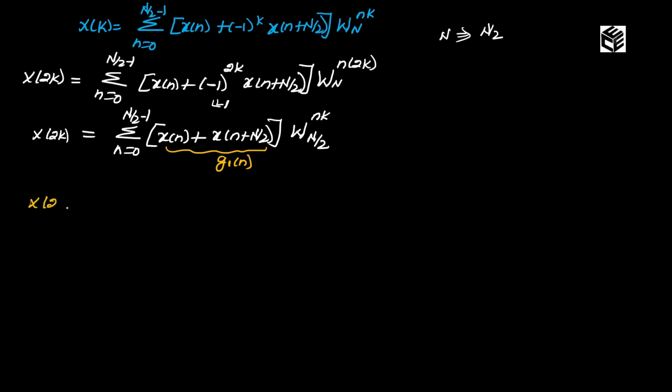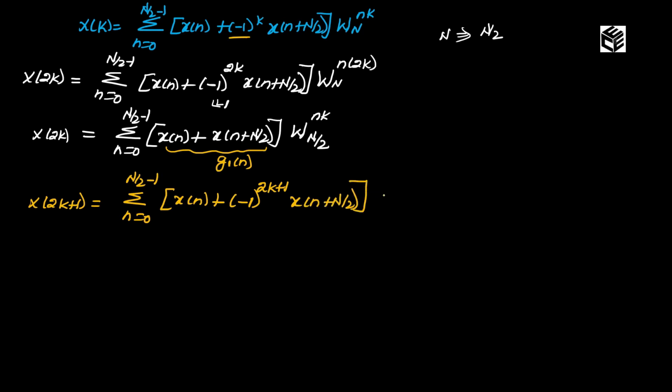Now I am going to find what is X(2k + 1). So wherever there is k, I will just replace it with 2k + 1. Correct. So my formula will be summation n = 0 to N/2 - 1 of x(n) plus, so it is (-1)^k. So I am replacing this as (-1)^{2k+1}. Okay. Into x(n + N/2) multiplied by W_N^{n(2k+1)}, instead of k I will be replacing it with 2k + 1. Okay. Now I can write this as summation n = 0 to N/2 - 1 of x(n). So this forms a combination of odd power, right?